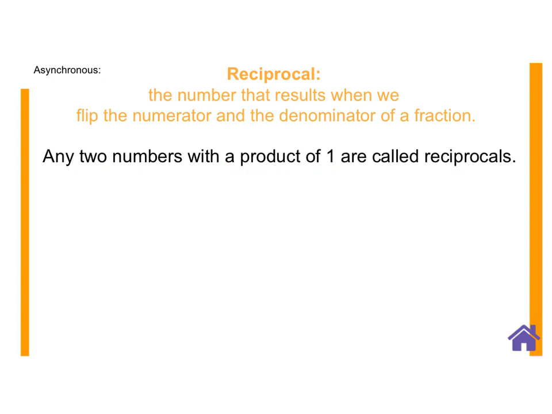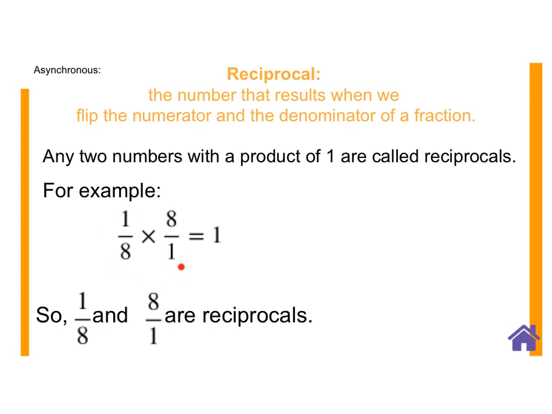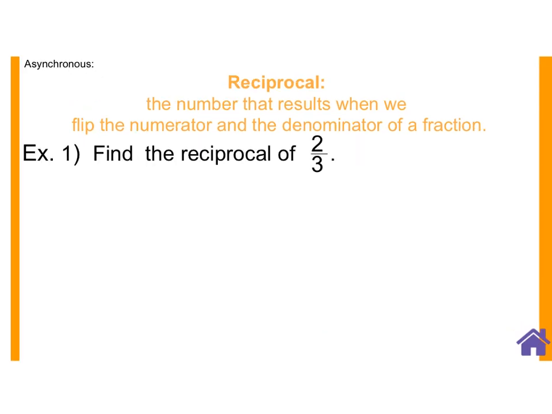So let's go ahead and look at this. When I multiply 1/8 times 8 over 1, or the reciprocal, see how it's flipped? I will get 1. So 1/8 and 8 over 1 are reciprocals. So let's go ahead and look at example 1. We need to find the reciprocal of 2/3.